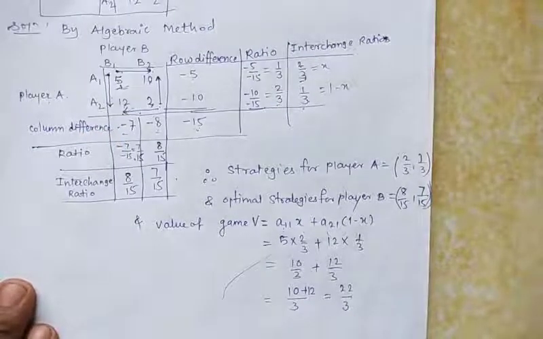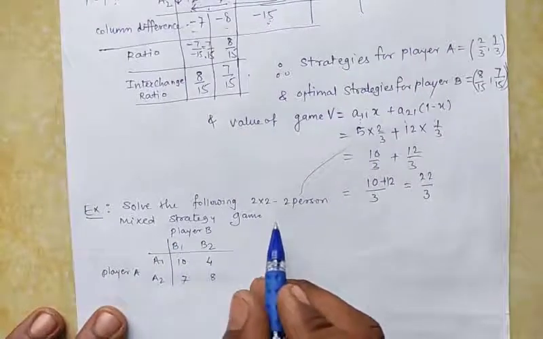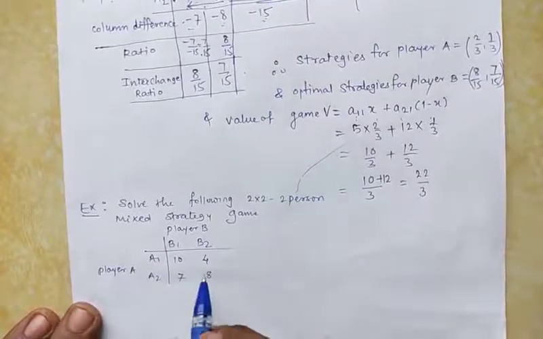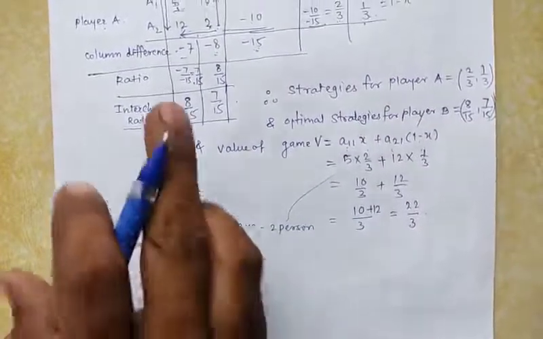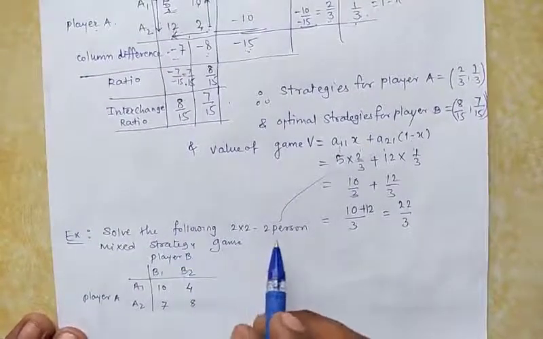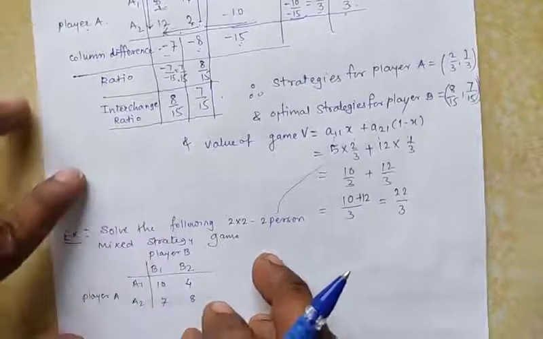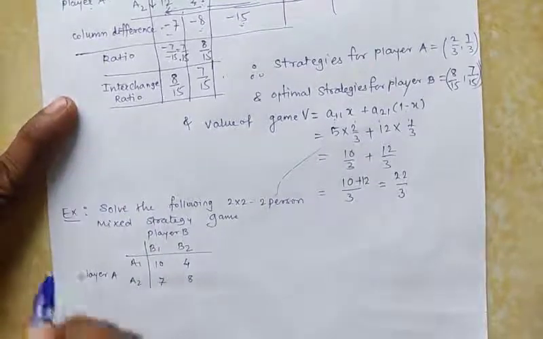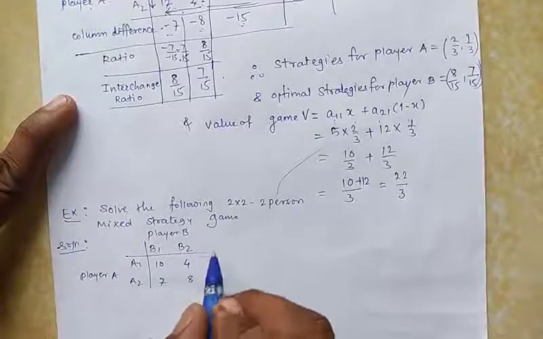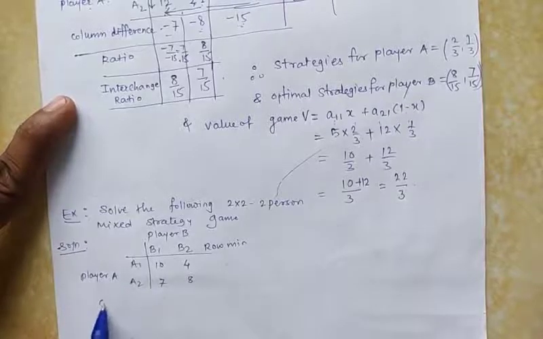Okay. So this is the next question. Solve the following 2 by 2 two-person zero-sum mixed strategy game. We know that this algebraic method is to solve the 2 by 2 two-person game which is without a saddle point. Now let's check for a saddle point. See the solution. For the given problem, first find out the row minimum and column maximum.